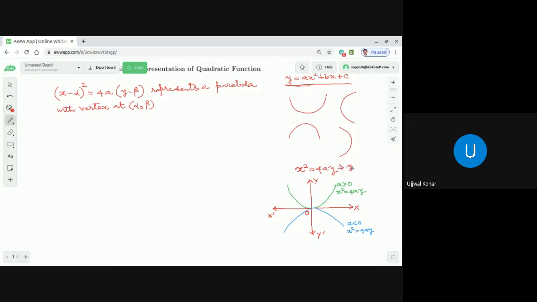So this implies what? y is equal to 1 by 4a into x square, correct or not?